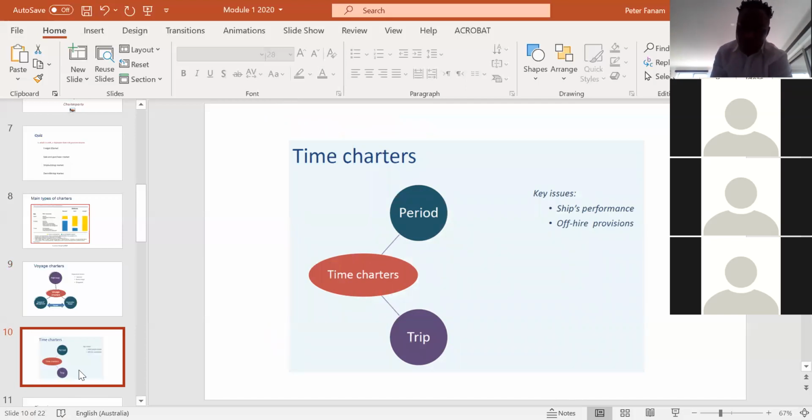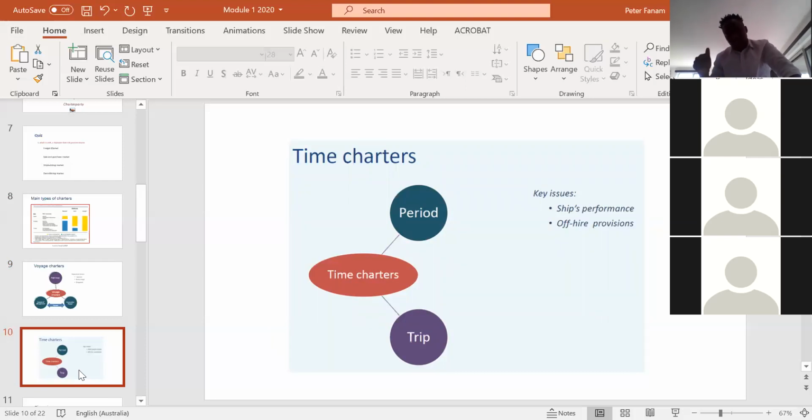Then let's look at a time charter. Time charter, as some of your colleagues mentioned earlier on, is about hiring a vessel for a certain period of time, which can be a short period or a long period. So it can be a number of months, or it can be a year or years, depending on the time that has been agreed.